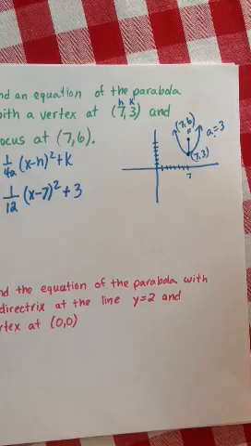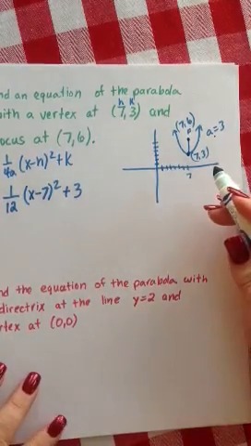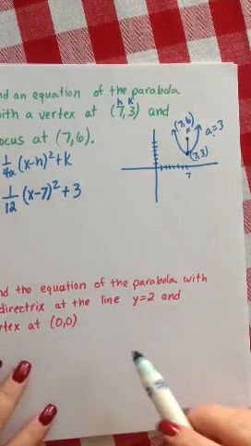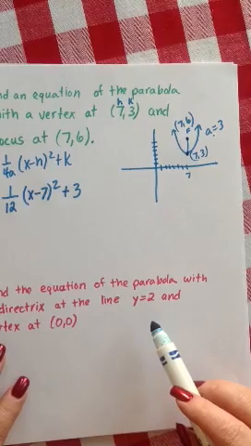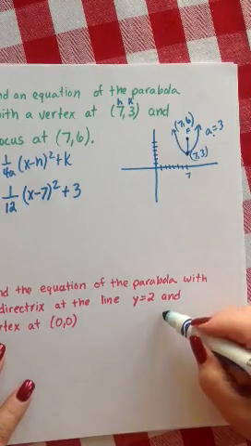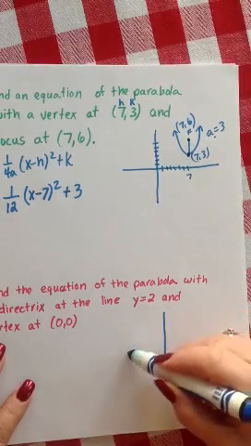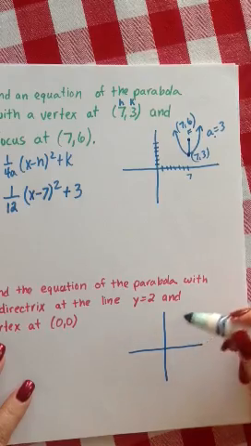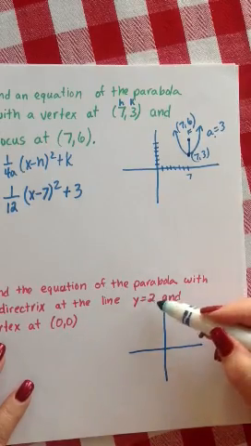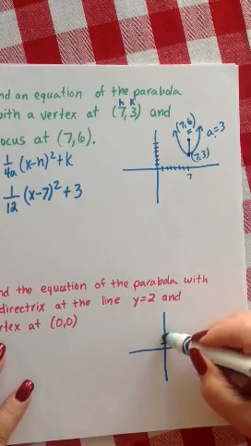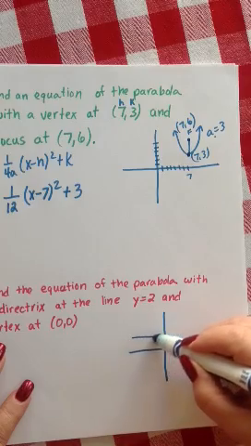Now there's our equation. The next one says, find an equation of the parabola with the directrix at the line y equal to 2 and the vertex at (0, 0). So once again, you sketch the picture, and it kind of helps you figure out how to do it. Y equal to 2 is a horizontal line where y is 2.